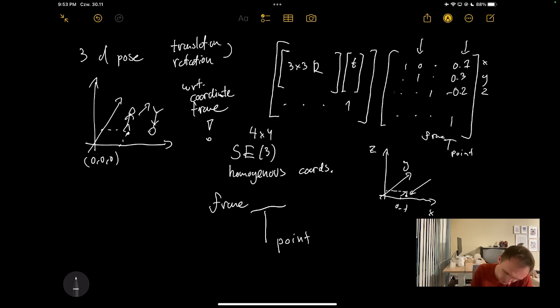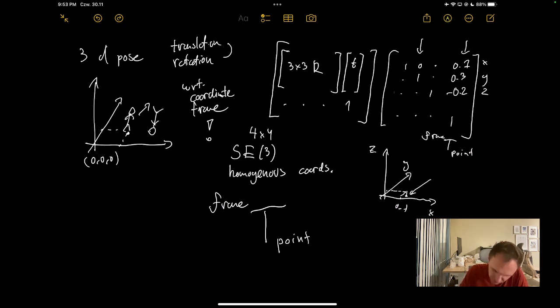I always write down with respect to what coordinate frame a given pose is. Right, so that's the high level idea of how we can write out those poses, and now let's zoom into some details of this representation.